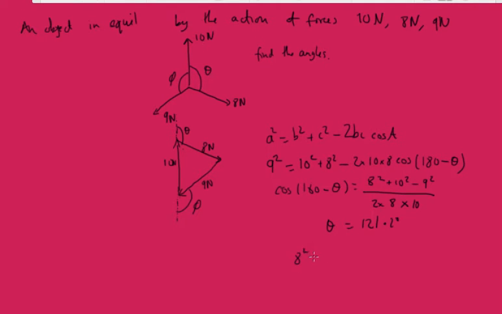8 squared this time is going to be equal to 10 squared plus 9 squared minus 2 times 10 times 9, and it will be again cosine, this time of 180 minus phi. And so we'll end up getting the angle for phi as, I won't do all the working because it just works out the same way, 130.5 degrees.